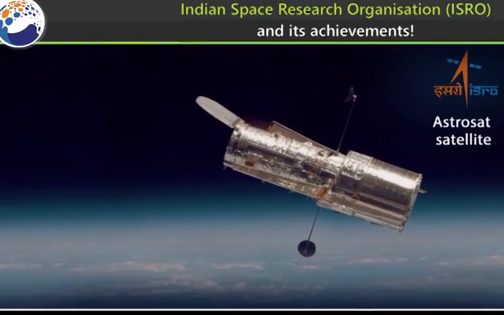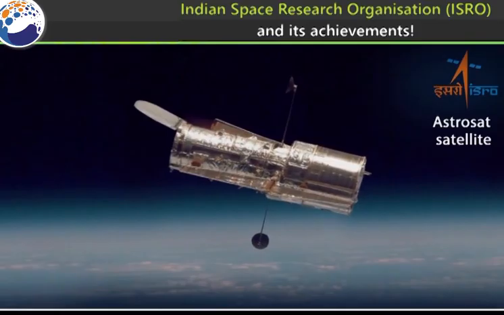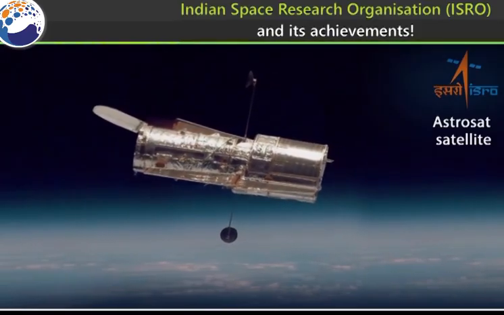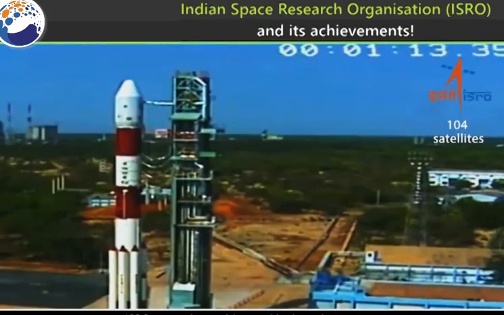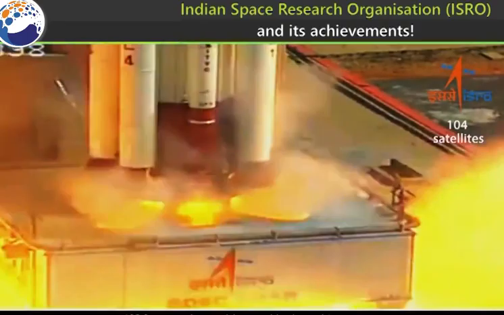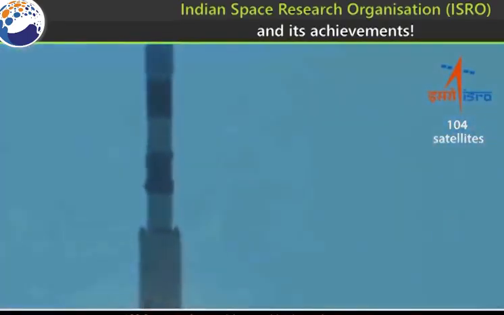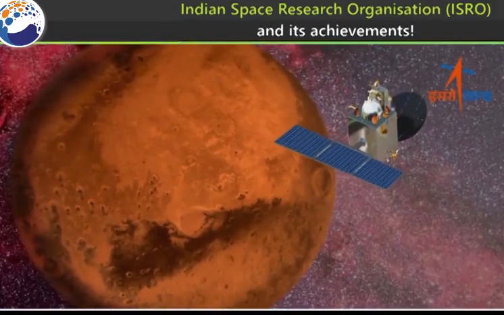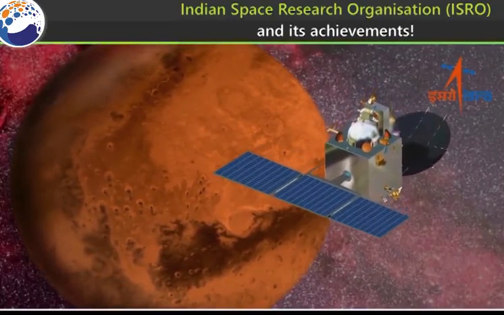AstroSat satellite has ultraviolet and X-ray telescopes and detectors. It is a unique system having different kinds of telescopes on a single satellite. ISRO created a world record by launching 104 satellites in a single mission on 5th February 2017. Thanks to ISRO, India became the first country to successfully reach Mars in its first attempt.